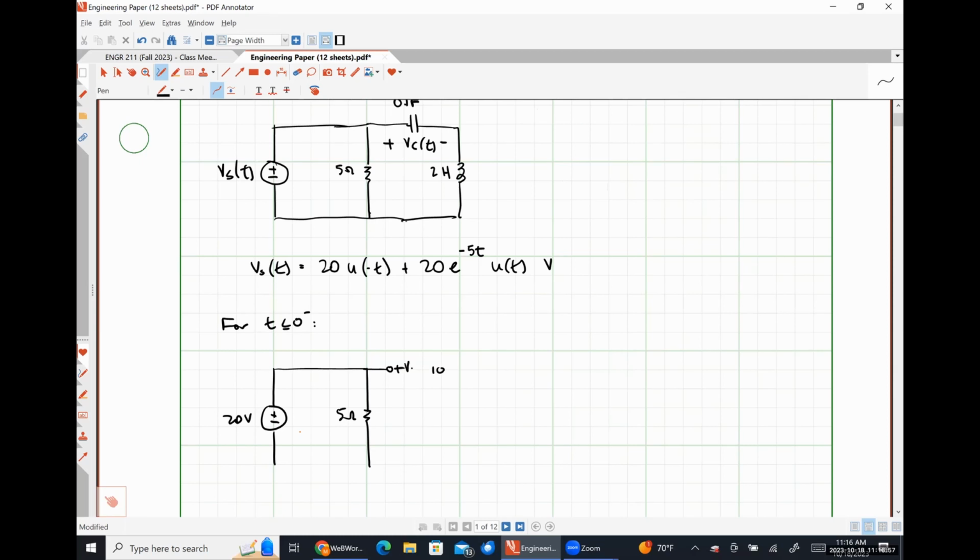This is VC at 0 minus. So I already put the negative polarity terminal there. Okay. And even though we aren't specifically asked to solve for this, we obviously need to know what the initial condition on the inductor current is going to be as well, so that we know what our S domain circuit will look like for t greater than 0.